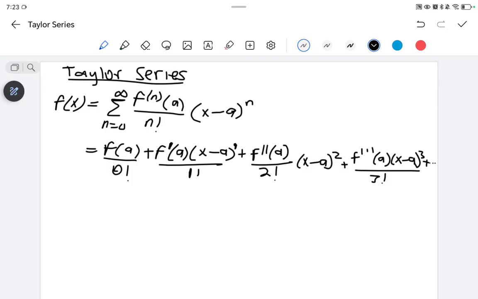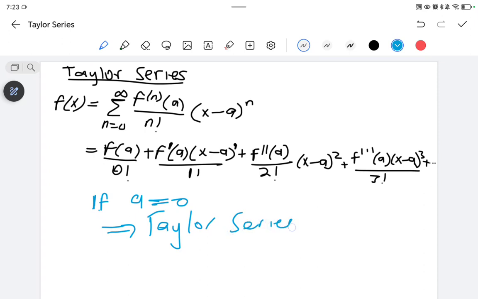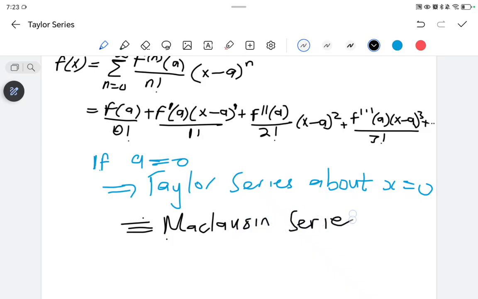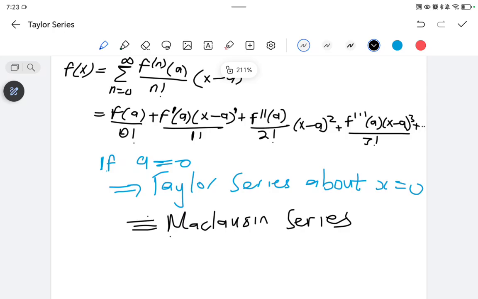So now let's say we come to these different types of Taylor series. Suppose a is equal to 0, then this would mean that we're talking about Taylor series about x equals to 0. And this is called the Maclaurin series. I just come here and substitute 0 for a.